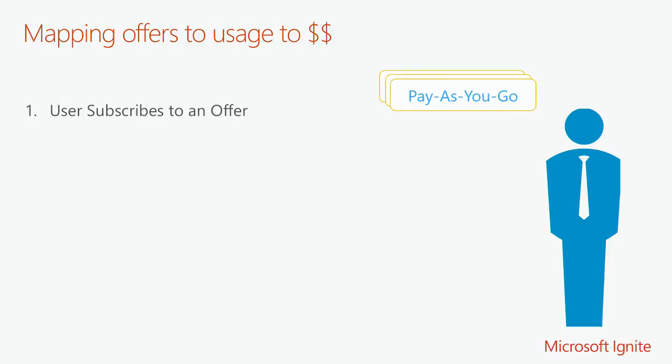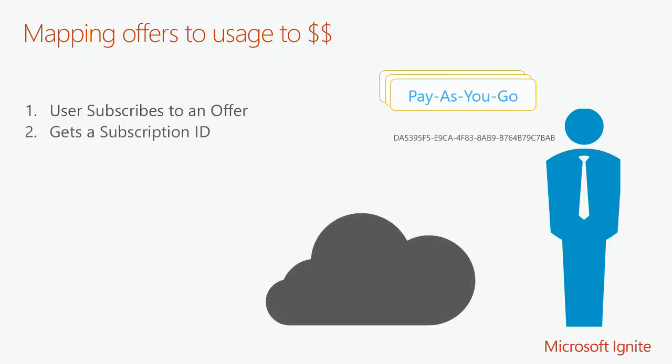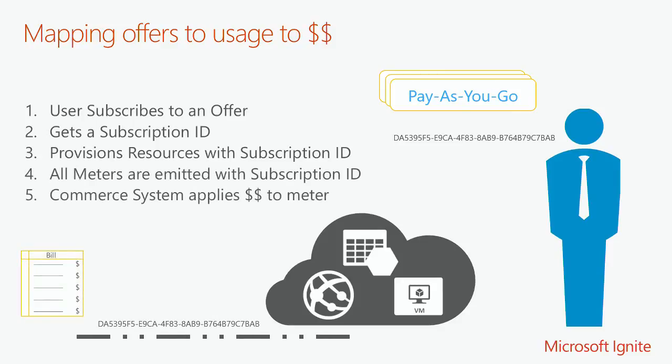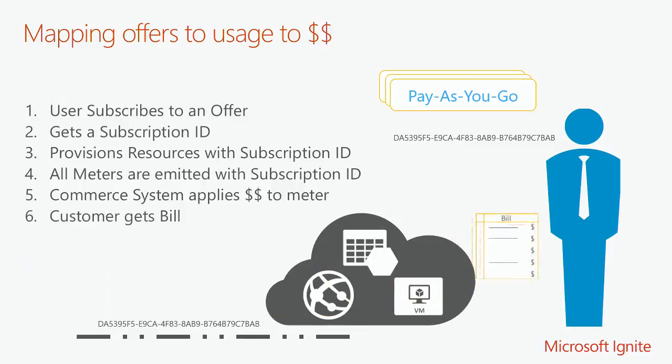First, the user will subscribe to an offer. Then the user will get a subscription ID. The user provisions resources with the subscription ID. All the meters will be collected with the subscription ID. And our commerce system, our billing system, will apply the price to the meter. Then the customer gets the bill and pays the bill. That's the whole process on Azure. Then let's look at Azure Stack.